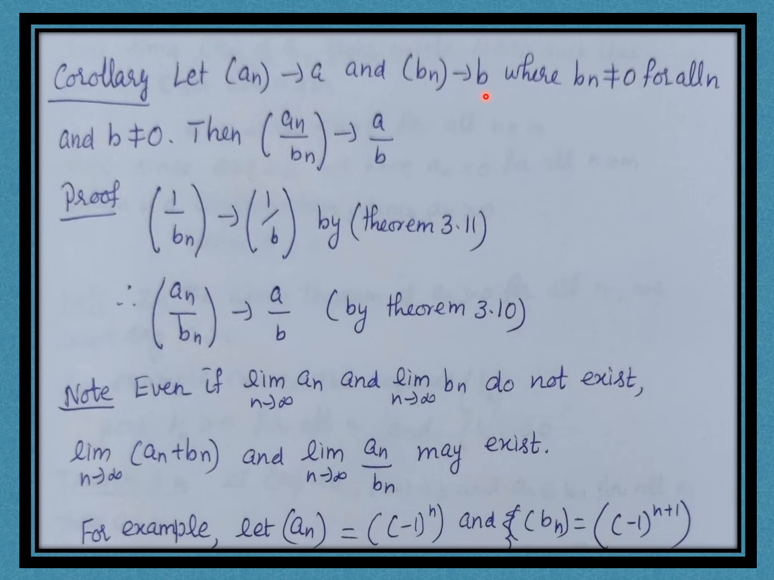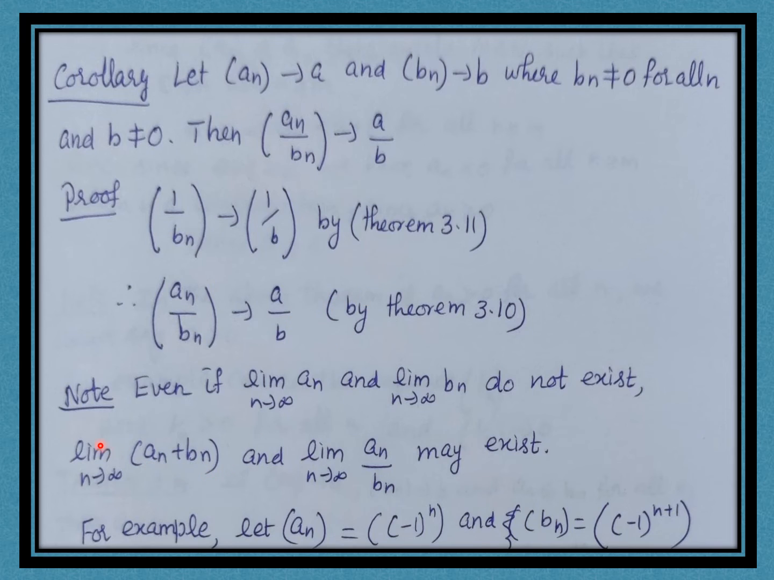We have also seen another theorem saying that if the sequence an converges to a and the sequence bn converges to b, then the sequence an·bn converges to ab. Using that theorem, we can write the sequence an/bn as the sequence an into 1/bn, that will converge to a/b.